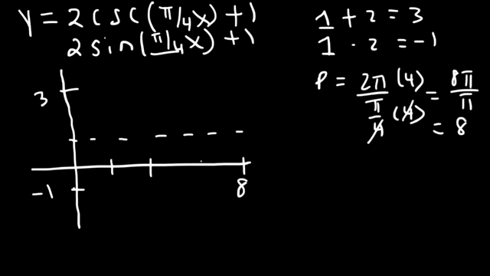So for this example, we're just going to draw only one cycle. So we have the points 2, 4, 6, and 8. So now we can plot it. Sine starts at the center, and because it's positive, it's going to go up, back to the center, down, and then back to the center.